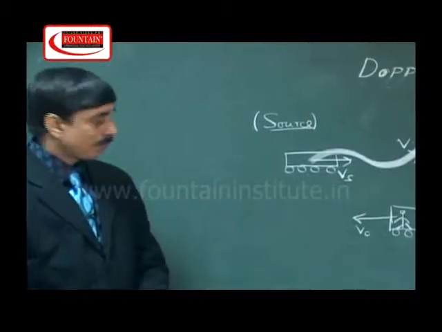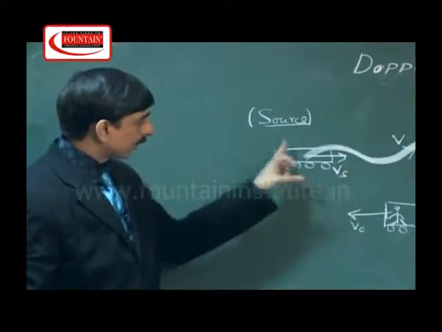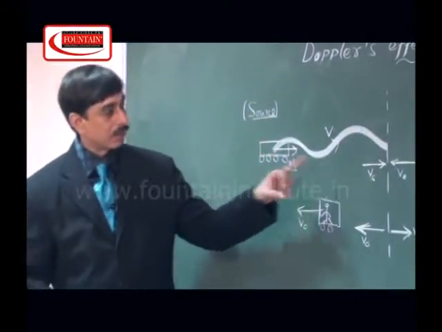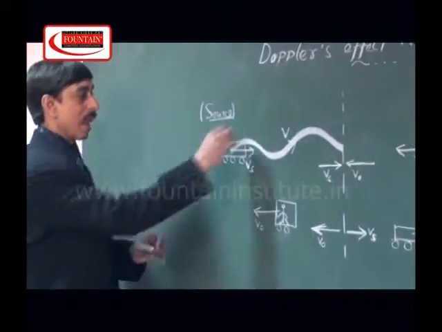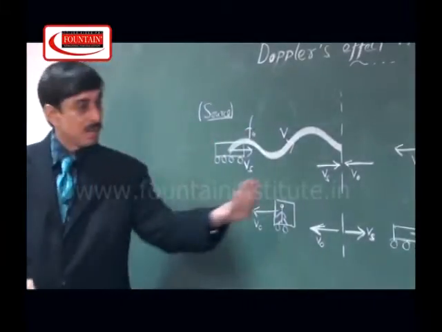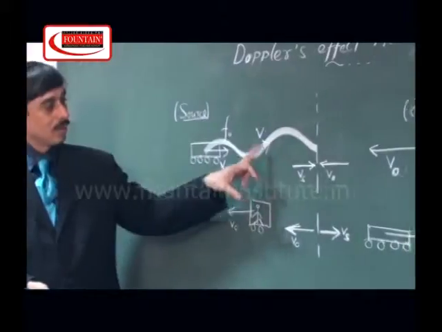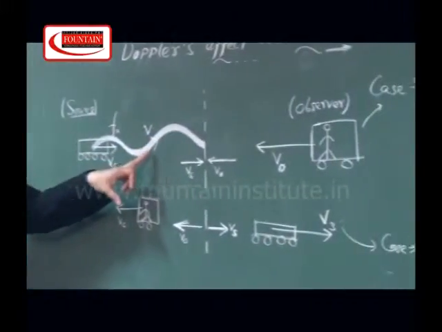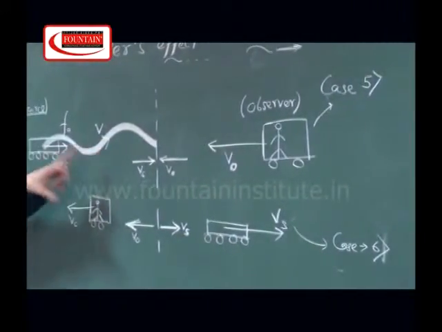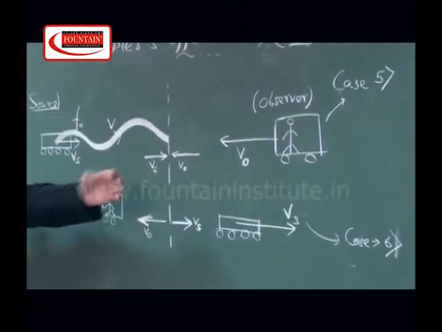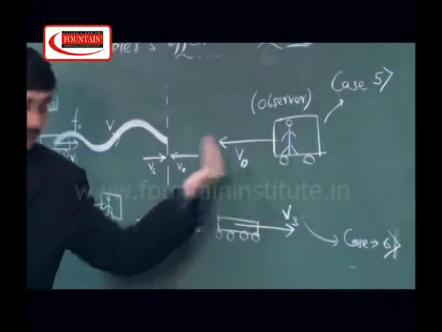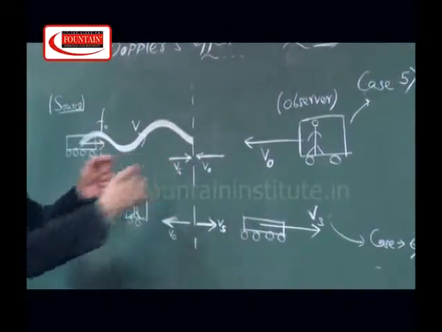Now in case 5, if they are approaching, we are considering a railway engine whistling with frequency f0 and moving towards a movable observer. The speed of sound is v, the source speed is vs, and the observer is coming towards it. They are approaching each other.